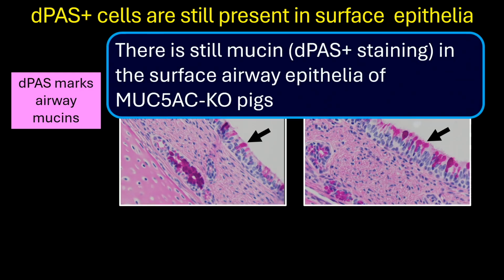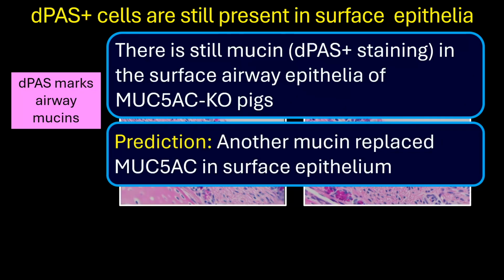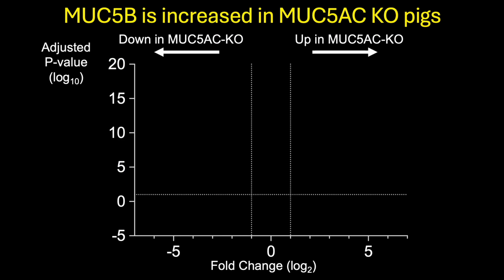This led us to conclude that there is still a mucin within the surface airway epithelia of MUC5AC knockout pigs. And we hypothesized that another mucin is replacing MUC5AC in our model. To evaluate this, we used a pseudo-bulk approach with RNA sequencing.